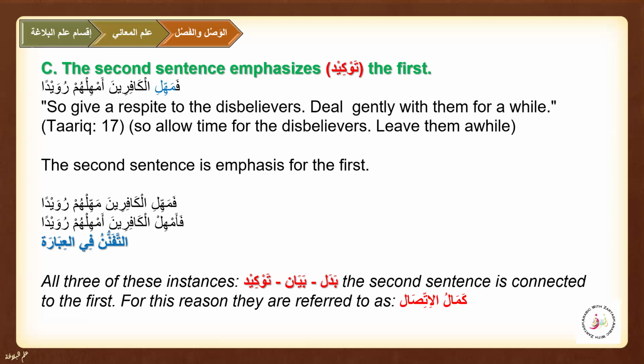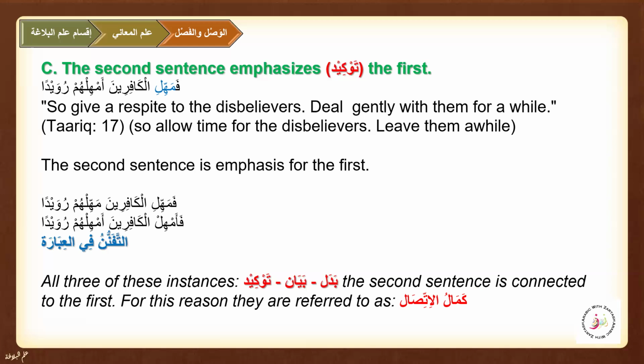So here see the example, فَمَحِّلِ الْكَافِرِينَ أَمْهِلْهُمْ رُوَيْدًا. So give a respite to the disbelievers, deal gently with them for a while. Means allow time for the disbelievers, leave them a while. So Mufassirun say that this mahil and amhil are almost the same words. They mean the same thing.